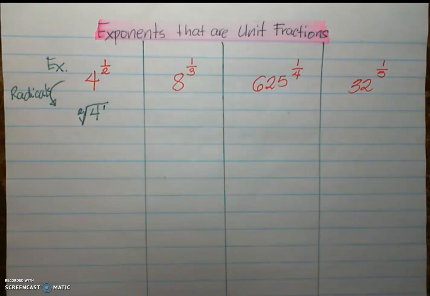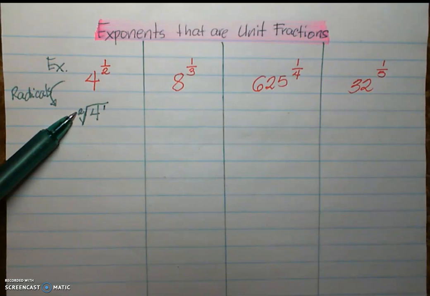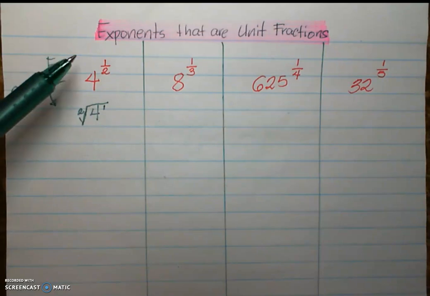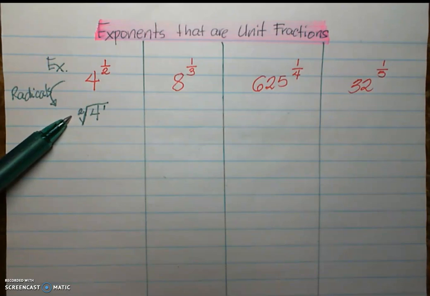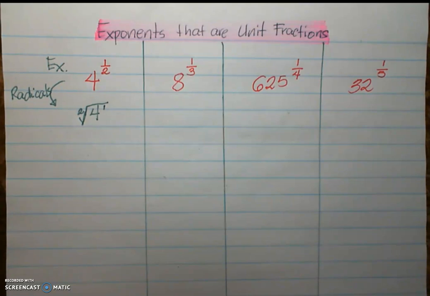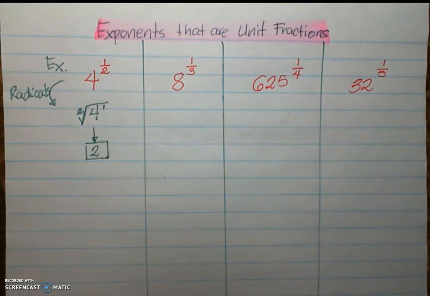The index, which is right here, is actually the denominator of your unit fraction. This exponent right here is actually the numerator of your unit fraction. Whenever you're getting the square root, it is understood that this index right here is a 2. I'm not required to put it there. However, just to emphasize to you, this is actually an index of 2. And so your answer to what is the square root of 4 is 2. That's the principal square root of 4.